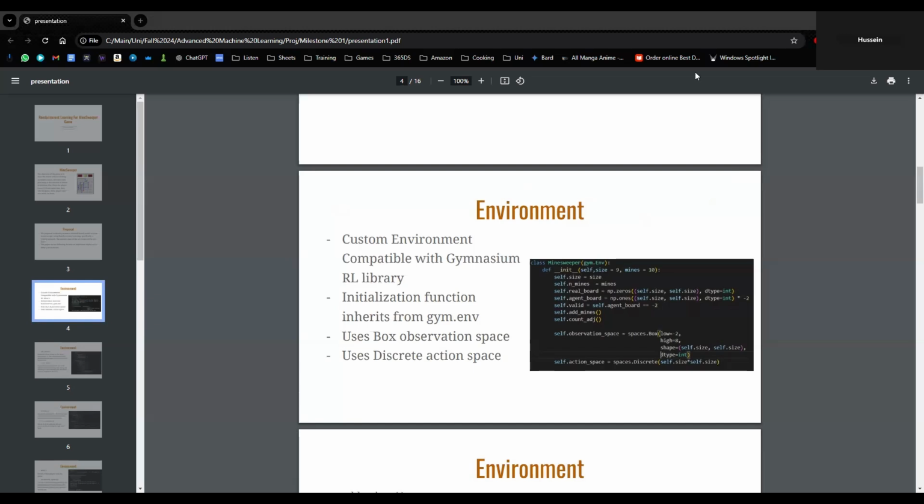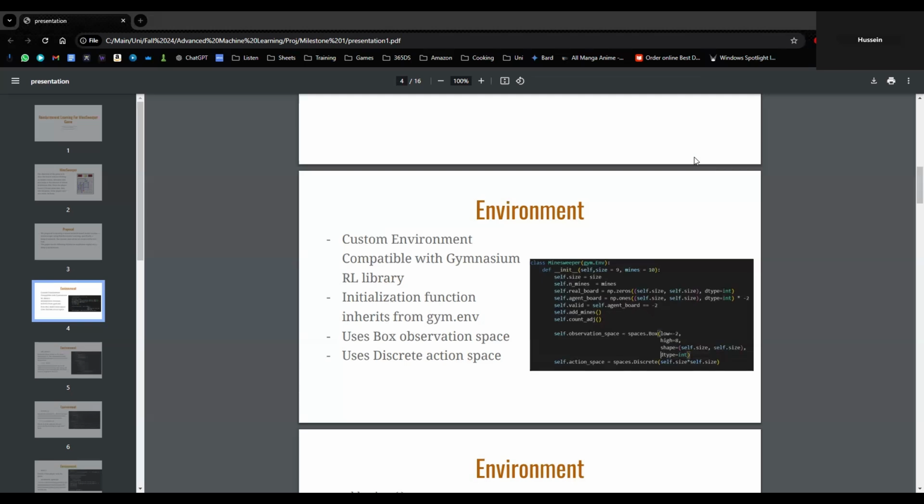This is our initialization function. It takes in the size and the number of mines. We chose a size of 9 by 9 and 10 mines, which is the easy difficulty in this game. Then we have what we call the real board and the agent board. The real board shows the representations of where the mines are and the adjacent cells. The agent board is the state, or observation, that we give to the agent to train on when playing the game.